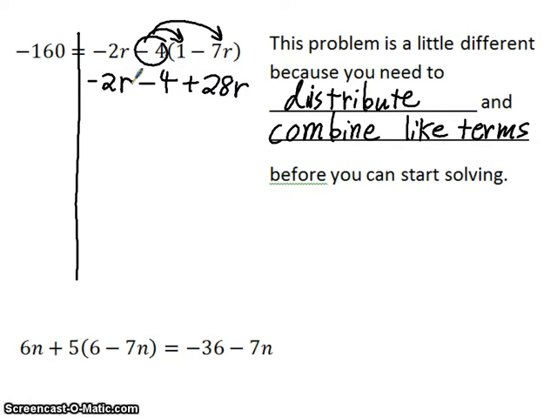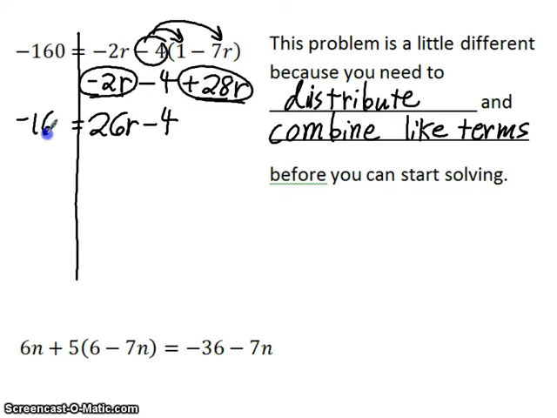And now I ask myself, are there any like terms? And there are. I've got -2r and positive 28r. 28r, I take away 2r. Those combine to get 26r take away 4. And that still equals -160.